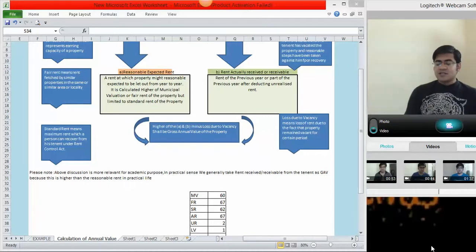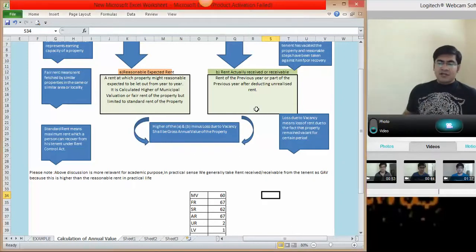So as the name suggests, loss due to vacancy. If your house remained vacant for a period in a particular year, that period will be treated as the vacancy period, and whatever rent you have lost due to that vacancy is called loss due to vacancy. This is allowed as a deduction. So how is this calculated? Let us have an example.